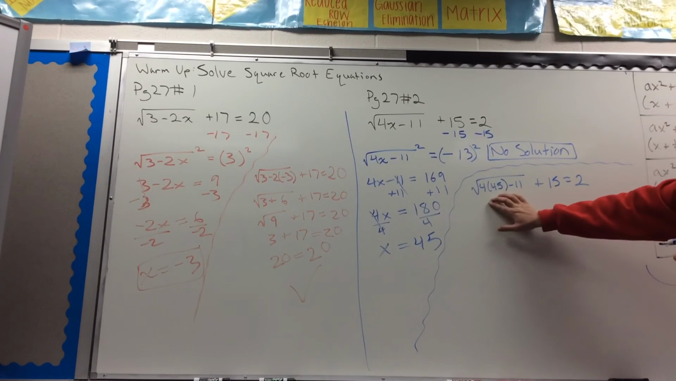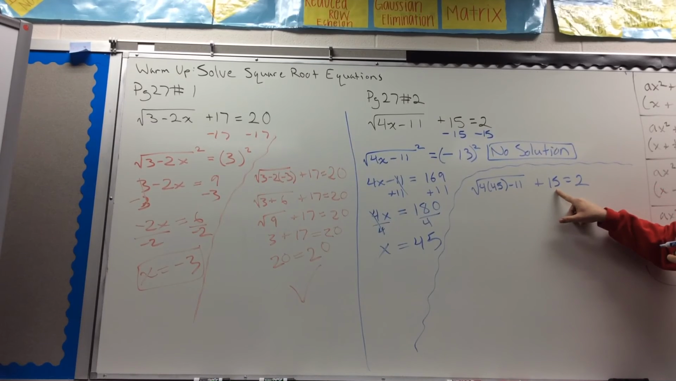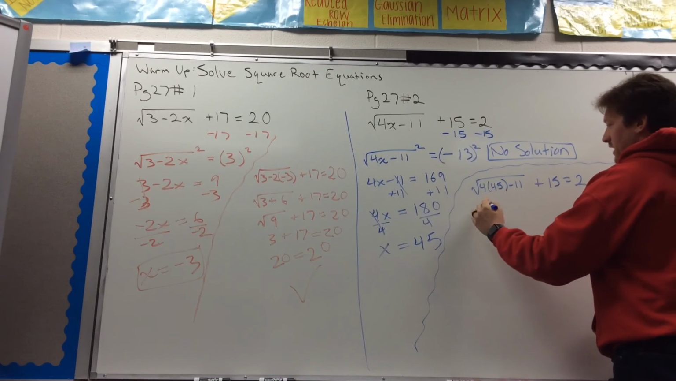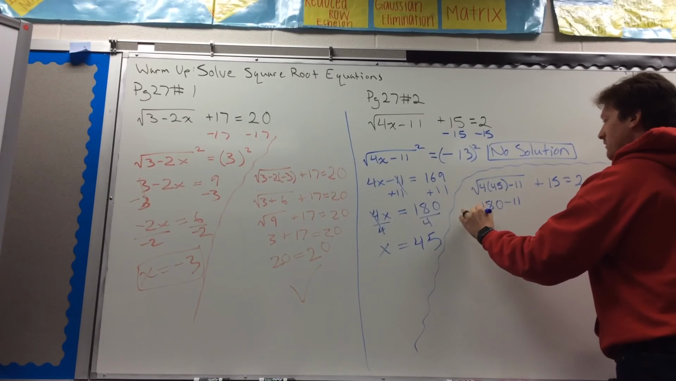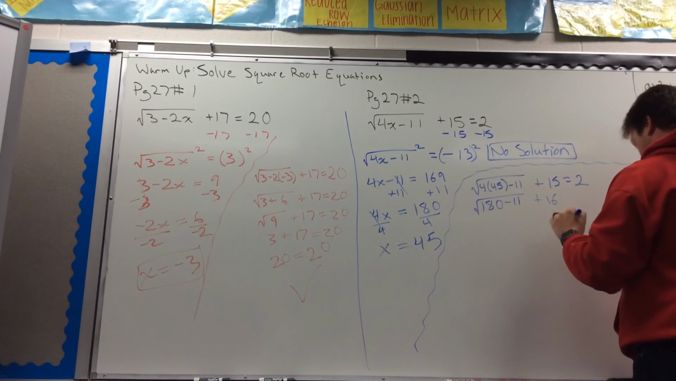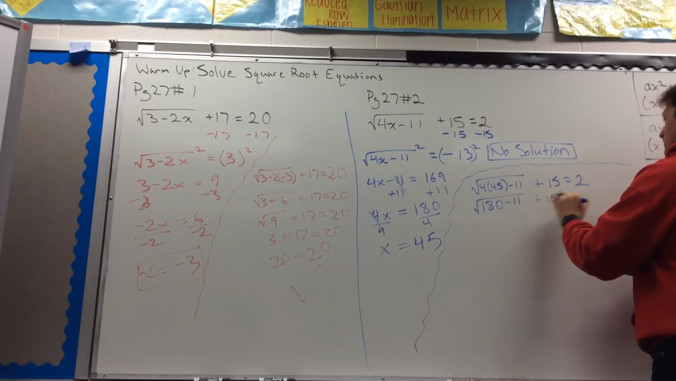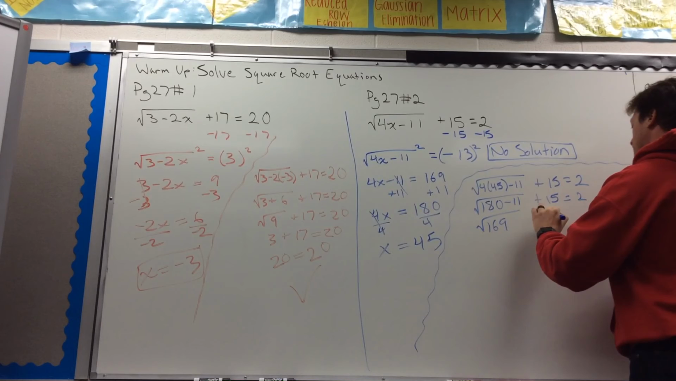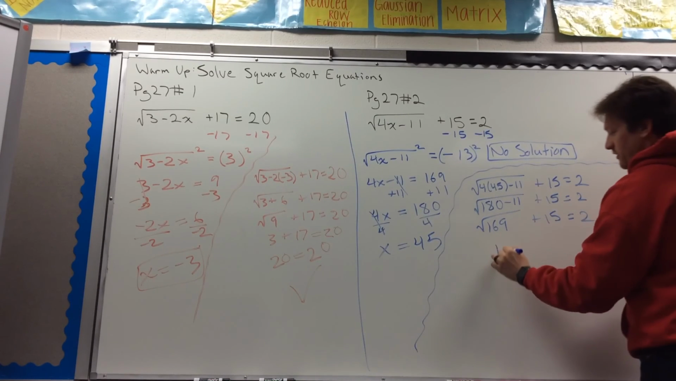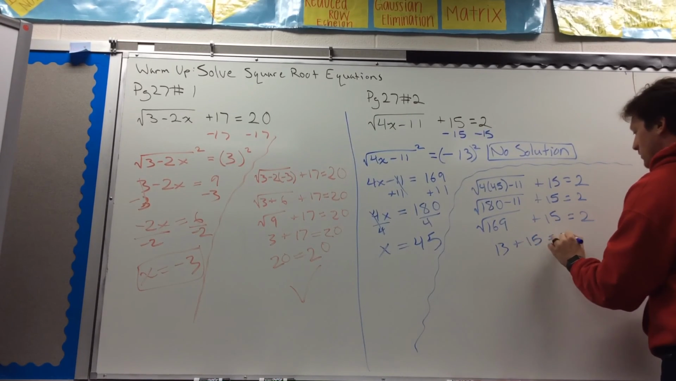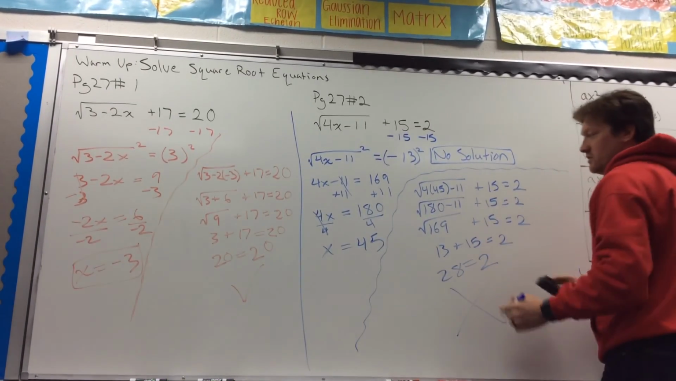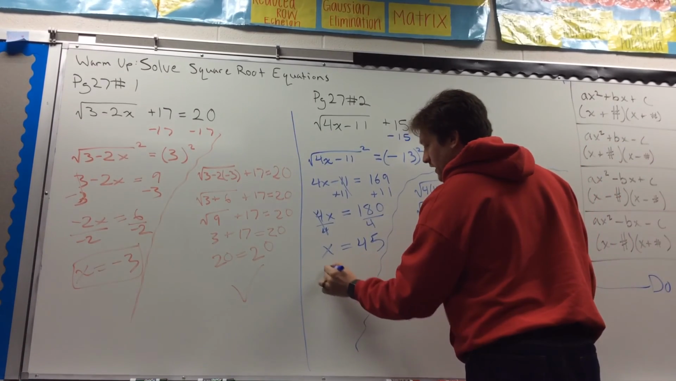Well, it's impossible for a radical added to any other number to make it go smaller than the number that's shown right there, so we know that it's not going to work out. So 45, 45, 90, so 180 minus 11. That's going to give me the square root of 169 plus 15 is equal to 2. 13 plus 15 equals 2. We get 28 equals 2. That is not a true statement. So we know that x equals 45 is an extraneous solution.